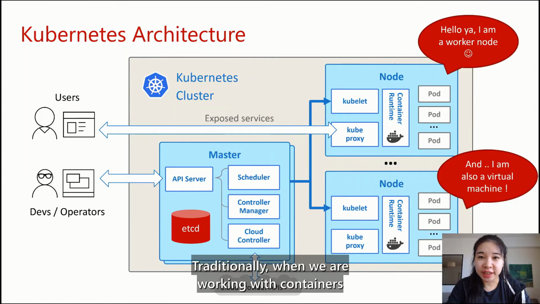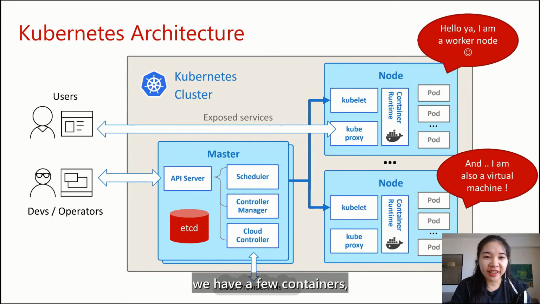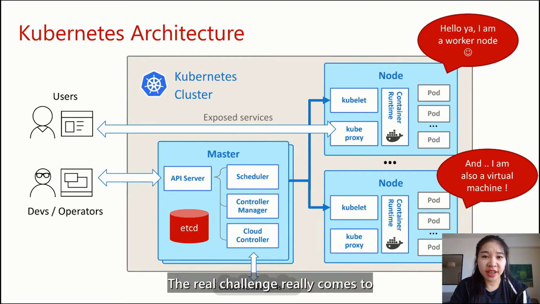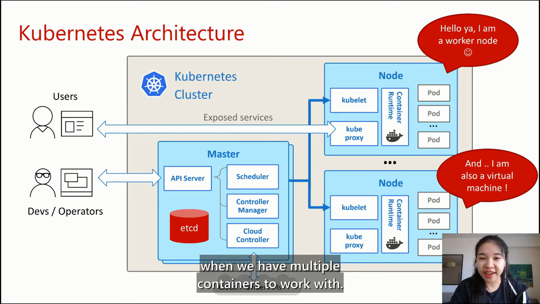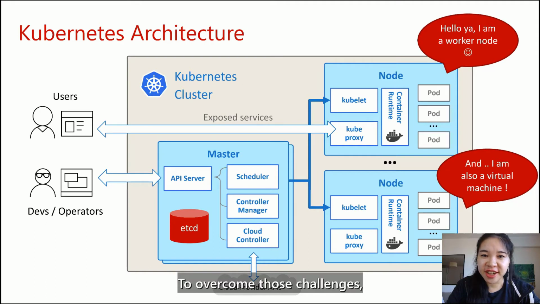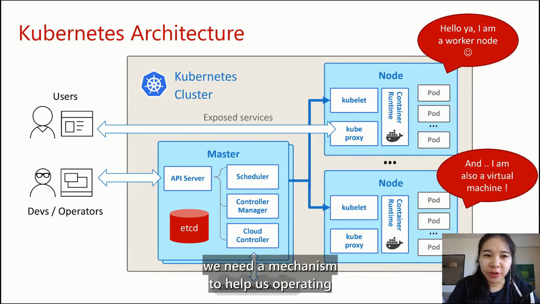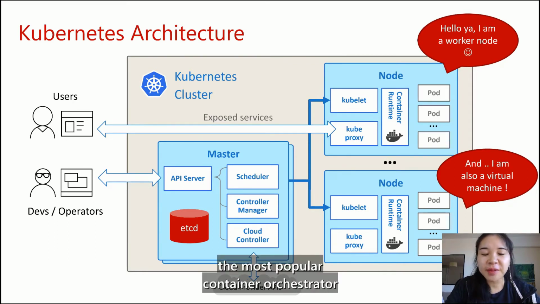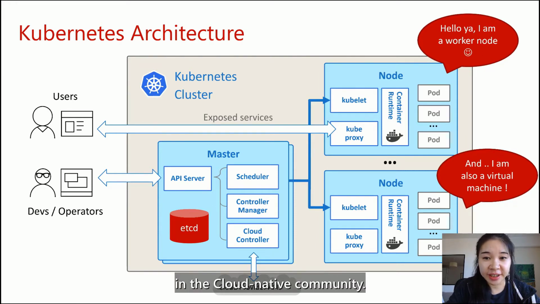Traditionally, when we are working with containers, probably on your laptop or on a physical server, we have a few containers, one or two. It won't be too challenging. The real challenge comes when we have multiple containers to work with. So to overcome those challenges, we need a mechanism to help us operate and manage those containers effectively. That's where a container orchestrator comes in. And Kubernetes is one of the most popular container orchestrators in the cloud native community.